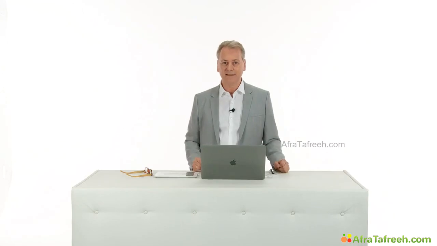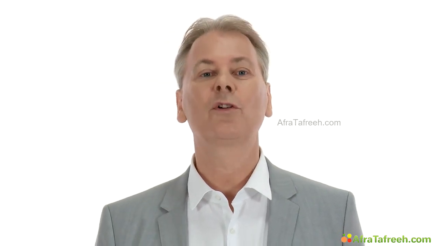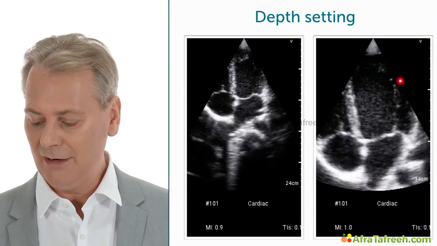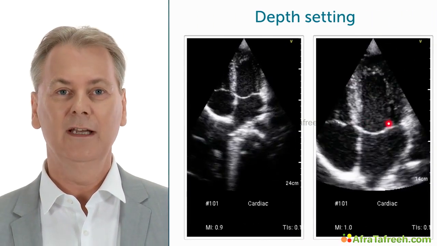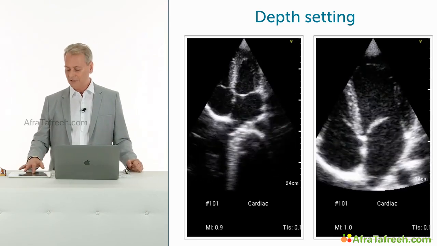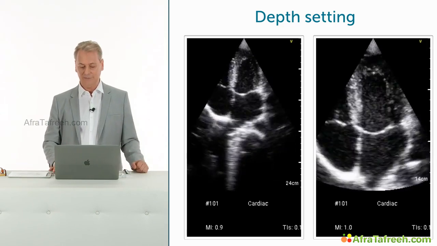Of course, you will need to practice to get good images. But I want to show you some very important and valuable tips and tricks that will make life easier. First of all, use the correct depth. Why is that important? Well, because you want to have the entire ventricle in the field of view. Here's an example where the depth is set too high. You have much of the surrounding structures, but not the heart in the center and in the middle of the image.